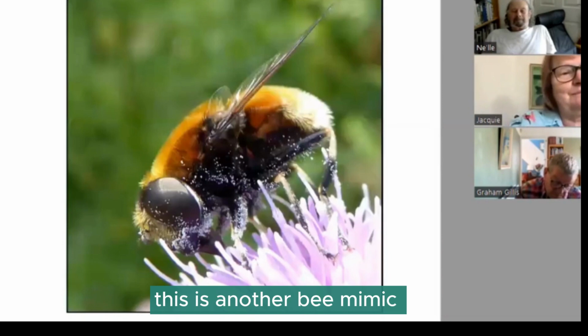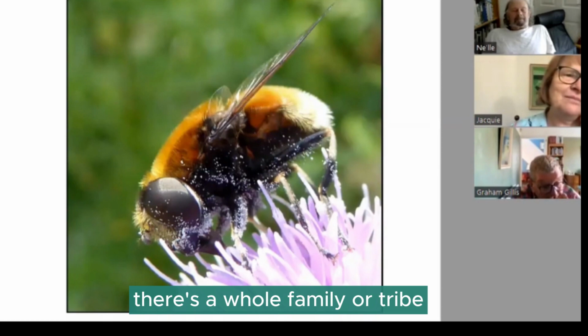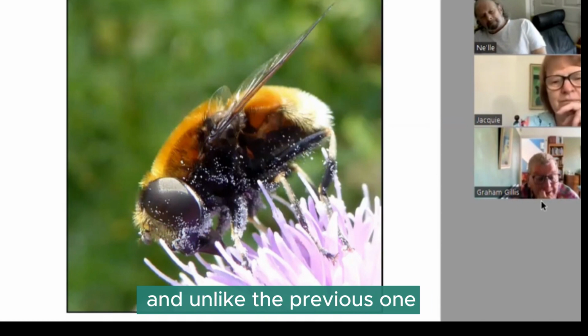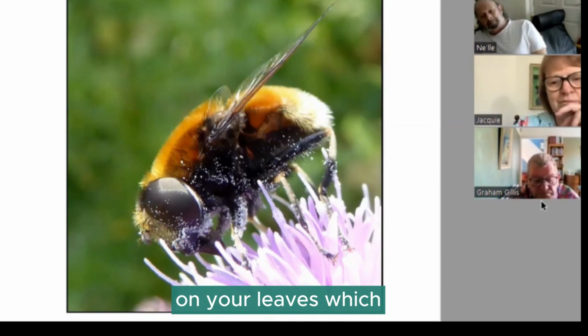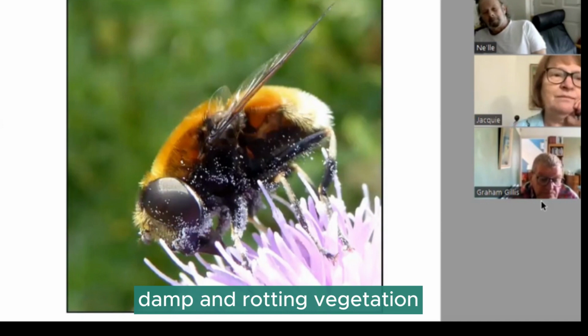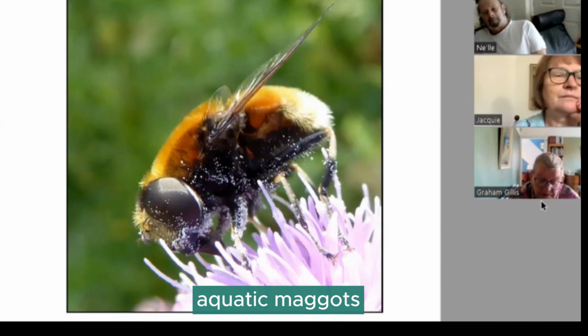This is another bee mimic. There's a whole family, or tribe, should I say, of these species called Eristalis. And unlike the previous one, which laid its eggs on your leaves, where the aphids are, these lay their eggs in muddy puddles and compost heaps and anywhere which is full of damp and rotting vegetation. And their larvae are like little aquatic maggots, looking absolutely nothing like the adult.